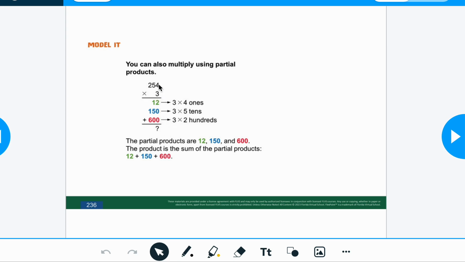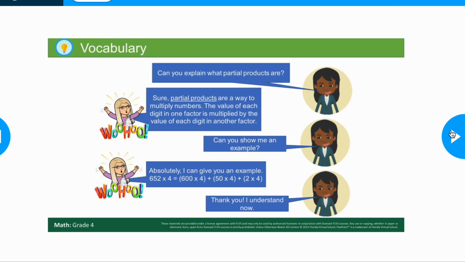So right here, we're doing 3 times 4, which is 12. This is saying 3 groups of 5 tens. Well, I know 3 times 5 tens is 150 because 5 tens is 50. I also know that 3 times 2 groups of 100 gives me the number 600. So my partial products are 12, 150, and 600. So that means that the sum of the partial products is going to be 12 plus 150 plus 600. Well, let's go ahead and take a look at another one.